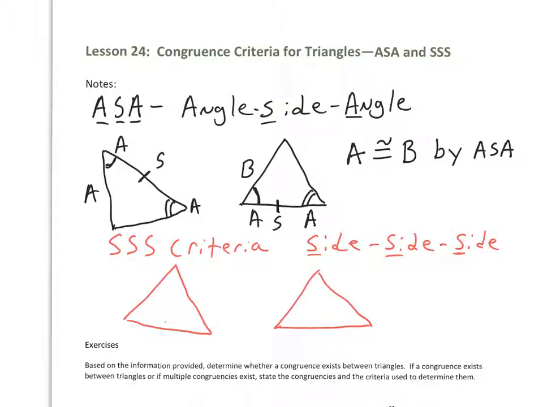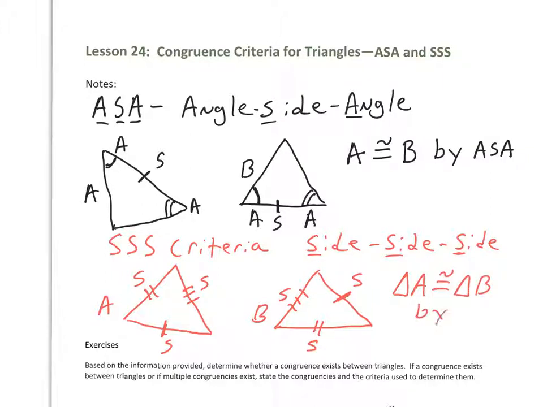And let's say this side ends up to be congruent to that side. And then we do some more work and we figure out that this side is congruent to this side. And then the last pair of sides are also congruent to each other. So this would be an example of side, side, side congruency. So we could say that triangle A is congruent to triangle B by SSS.